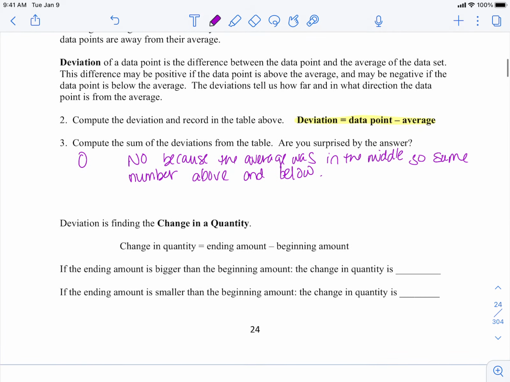Deviation is finding the change in a quantity. So the change in the quantity is the ending amount minus the beginning amount. If the ending amount is bigger than the beginning amount, the change in quantity is positive. If the ending amount is smaller than the beginning amount, the change in quantity is negative.